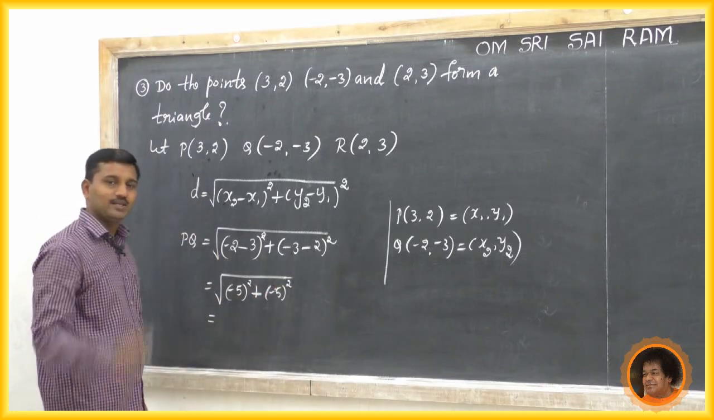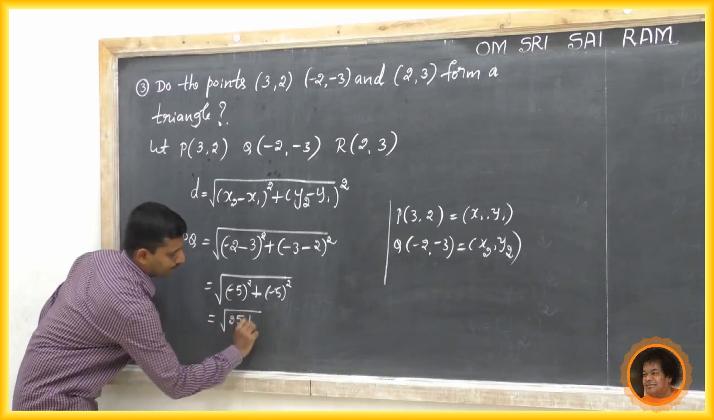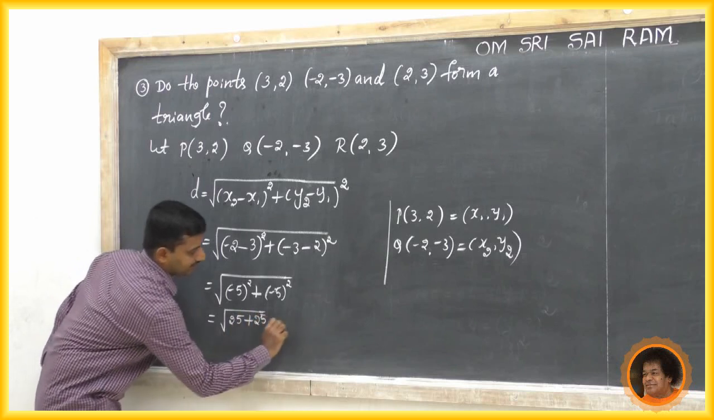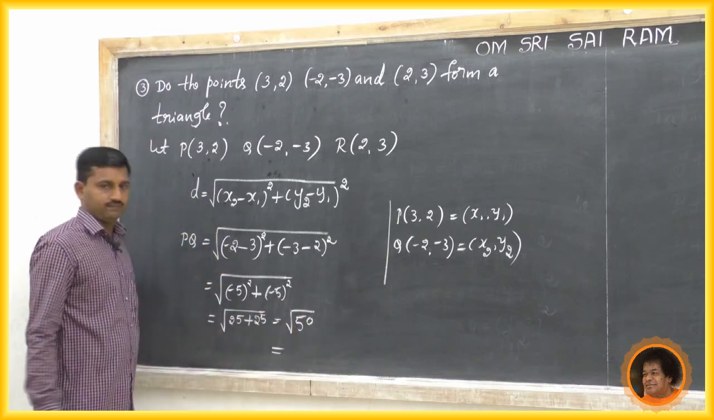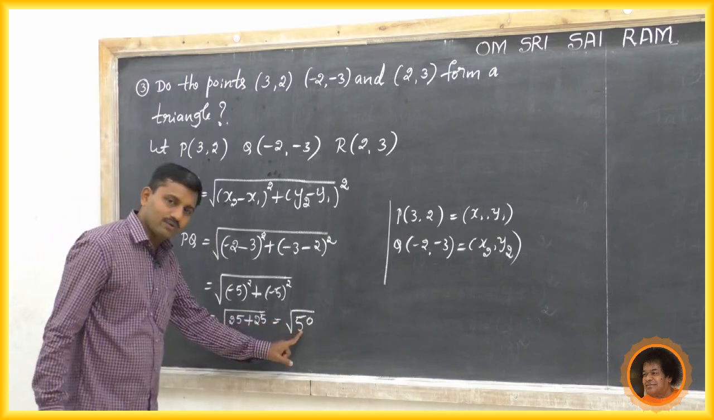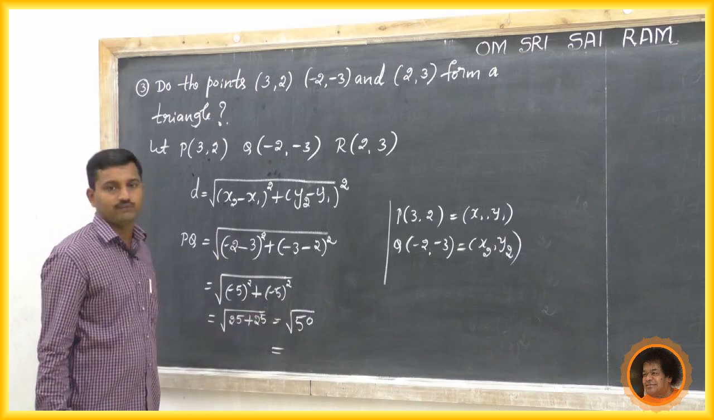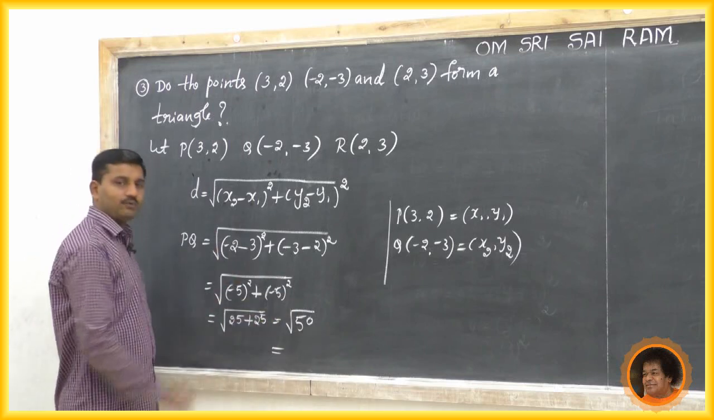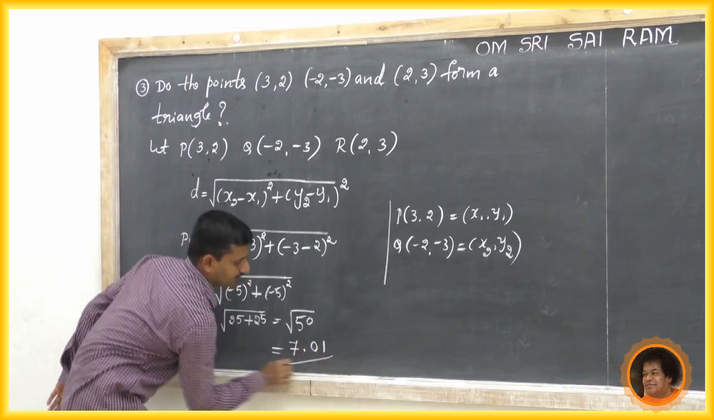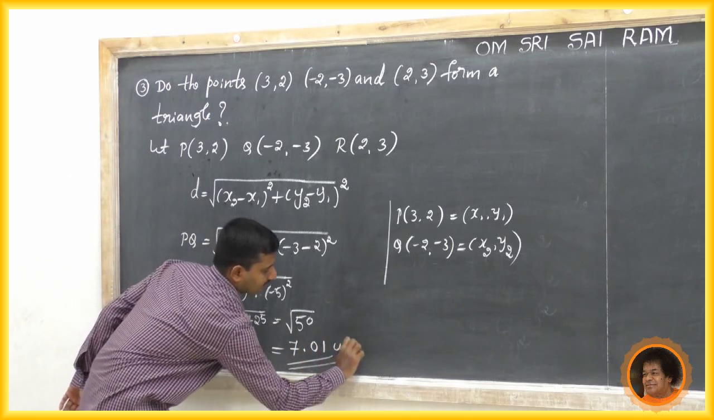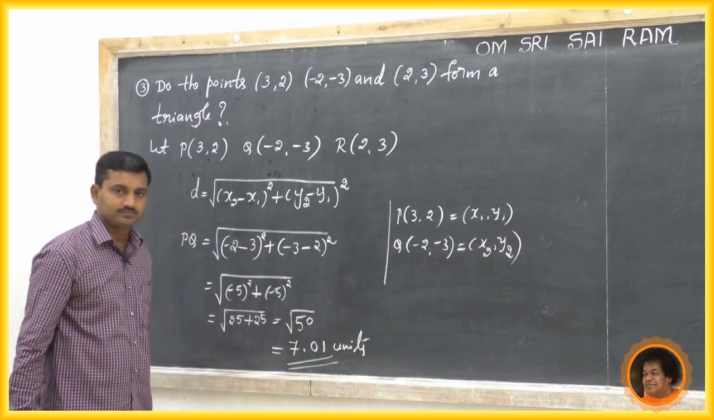Minus 5 whole square, minus 5 into minus 5, that is the square root of 25 plus 25, equal to the square root of 50. So the square root of 50 is not a perfect square number. So what is the value of root 50? The approximate value of root 50 is 7.01. So this is the approximate value of root 50.